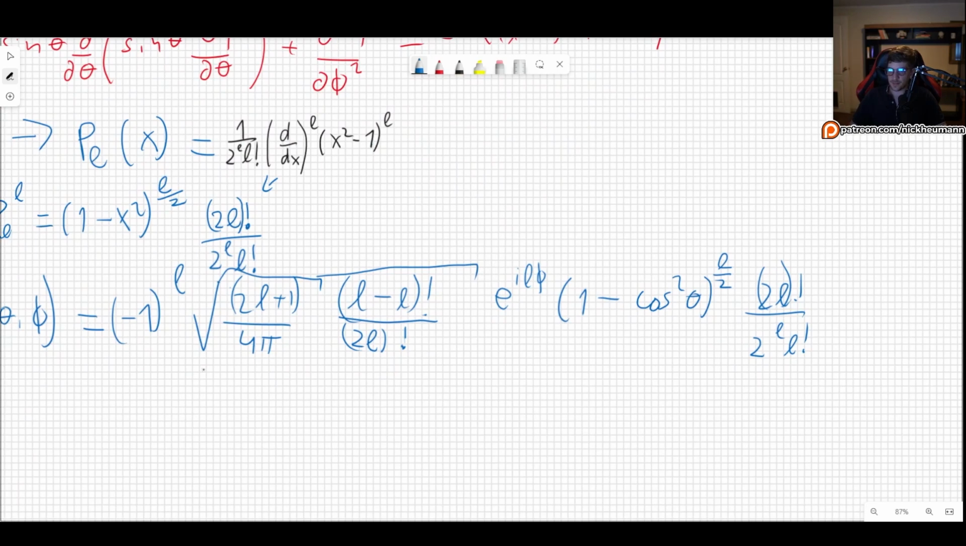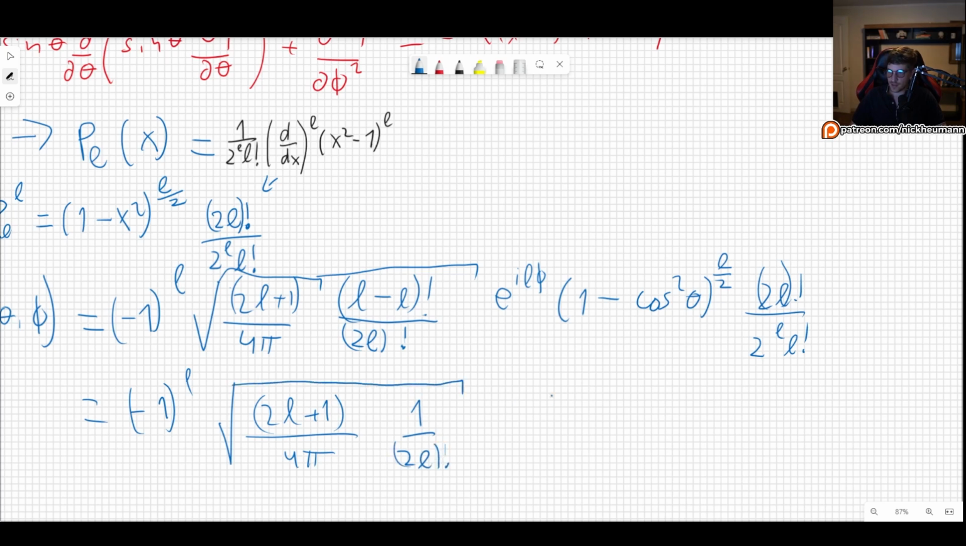Okay, so let's see. (-1) to the L will remain there. We have 2L plus 1. Let's keep it there for the moment. I don't think we can do much. 4 pi. L minus L factorial is 0 factorial, which is 1. So we get 1 over 2L factorial. Then we get this e to the iLφ.